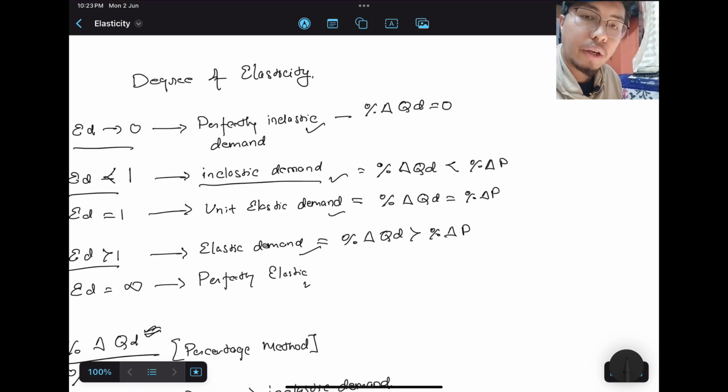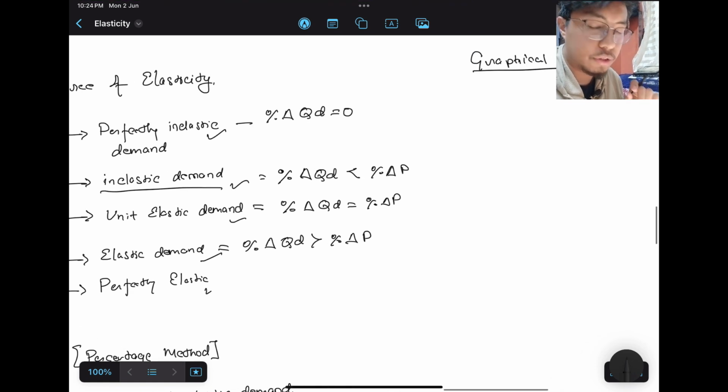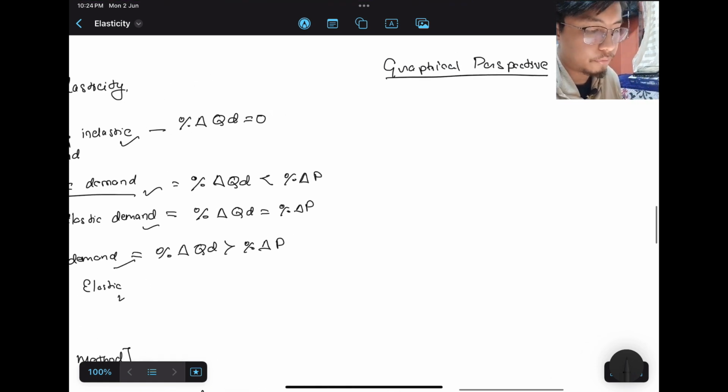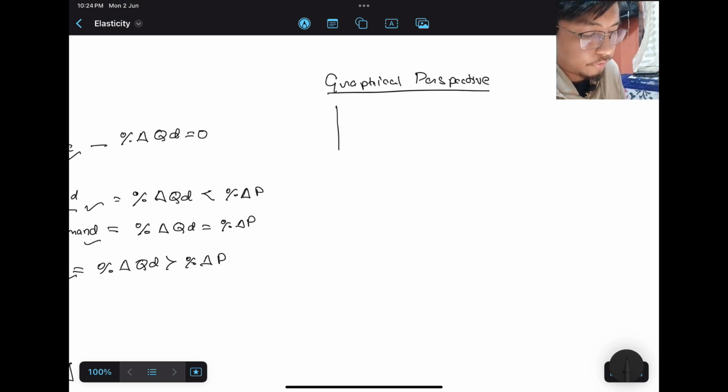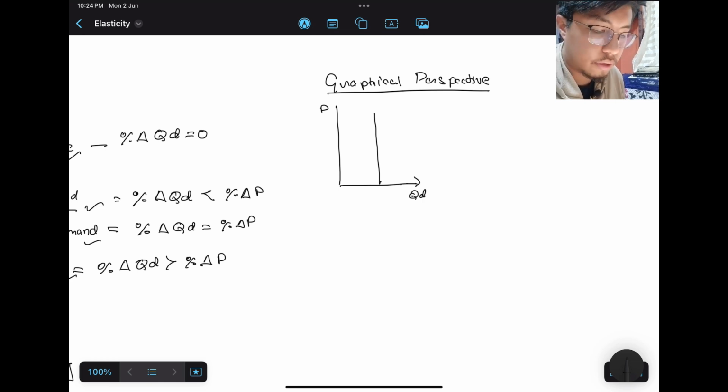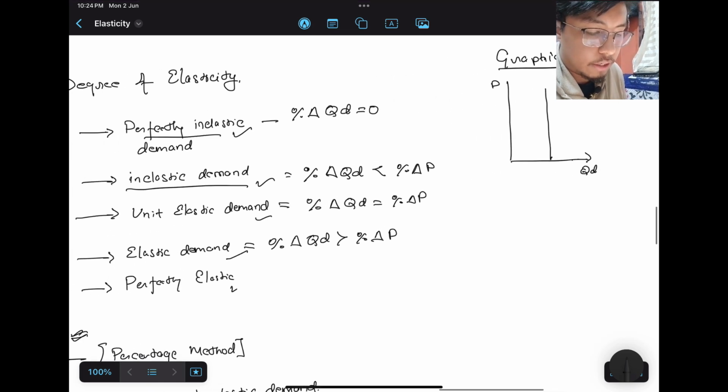Okay, what did we say about inelastic demand? Whatever percentage may be the price change, your quantity change is not at all, there is no change in quantity demanded. Okay, so your graph is going to look somewhat like this. This is your quantity demanded, this is your price, and it's going to be a vertical, right? Perfectly inelastic demand. Inelastic means your quantity demanded does not change at all.